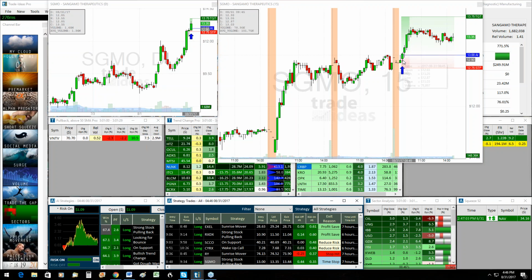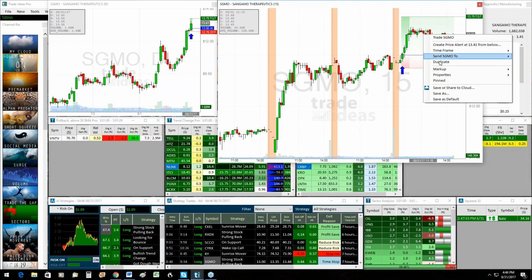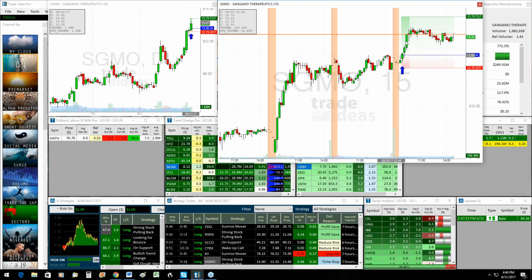Holly caught this on a little pullback, strong stock pulling back, and in this case risk off was pretty much the peak of that. But if you wanted to hold on longer, you probably only had to give it another few cents. And of course, if it broke this level right here, you'd want to get out. But nonetheless, a very good trade right there, just on a go, pause, go on that SGMO. So some good trades there in Holly.